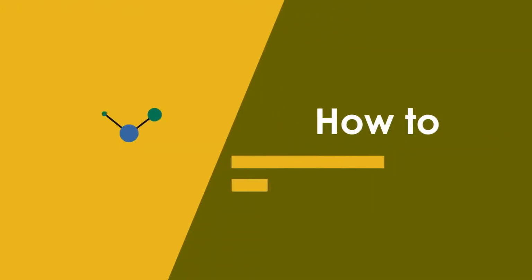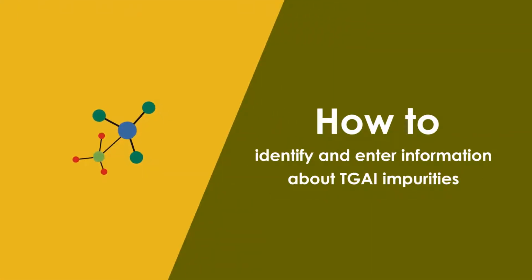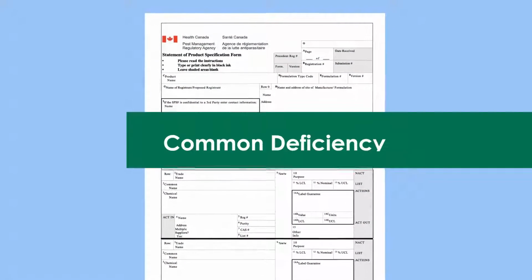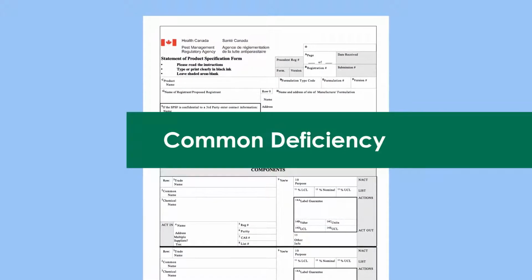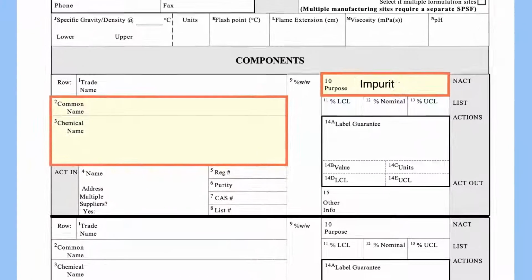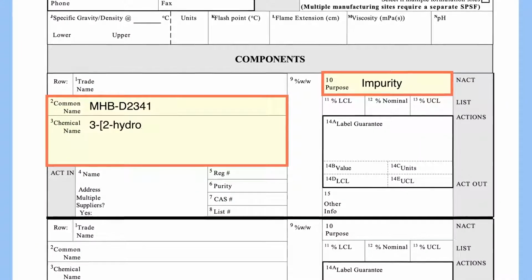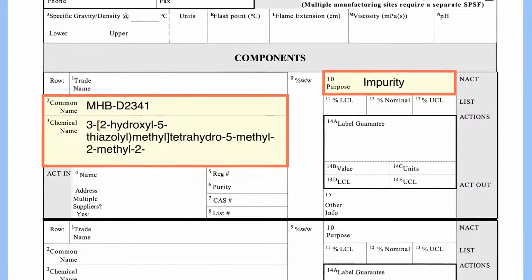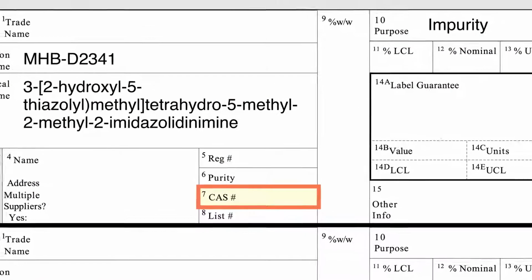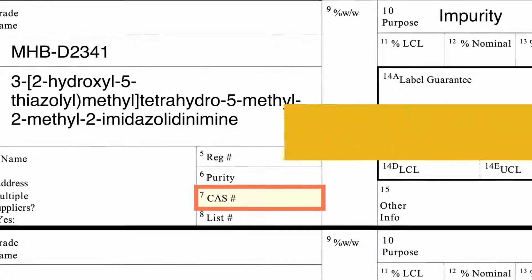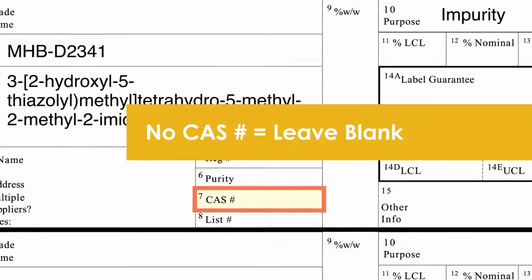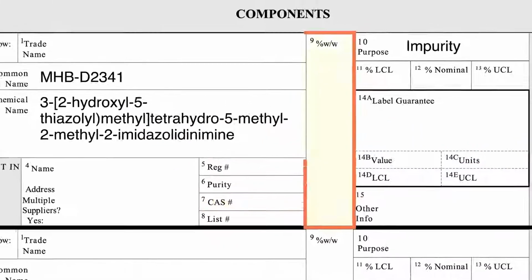Next, we will look at how to enter information about TGAI impurities. But first, it is important to remember that all impurities of toxicological concern must be specified if they are detected, even if below 0.1%. If possible, always give the impurity code name and a valid CAS or IUPAC chemical name. Here you need to enter a valid CAS number, but impurities without an associated CAS number will be blank. Then enter the weight percentage.